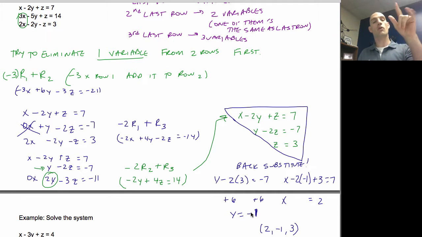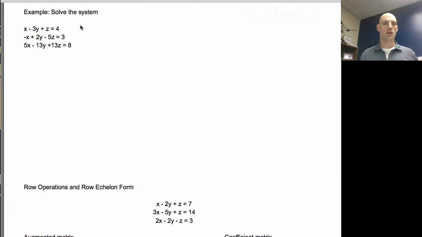I try to eliminate one variable from 2 rows first, and then eliminate a variable from the bottom, so I'm left with one single variable in triangular form. All right, so in this one, I'm going to solve this system. I'm going to try to get into that triangular form so that all I have to do is do back substitution. And so I'm looking for opportunities to eliminate the same variable from 2 lines.